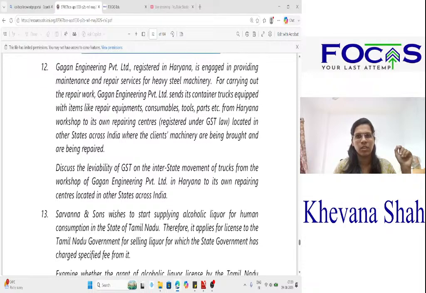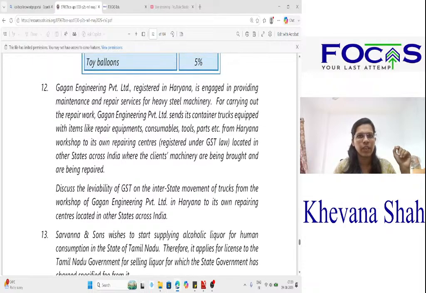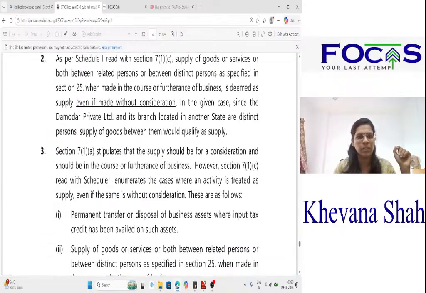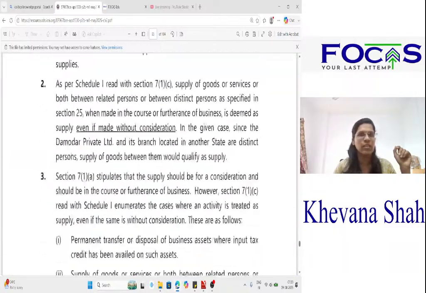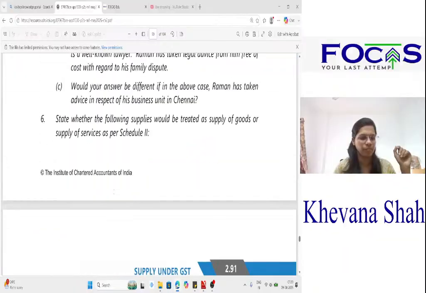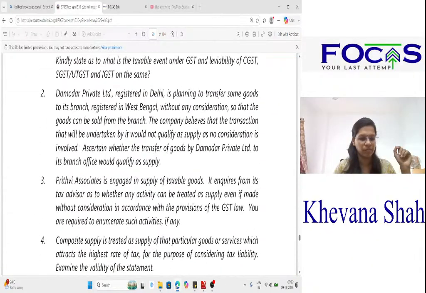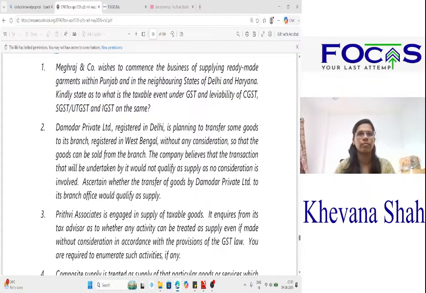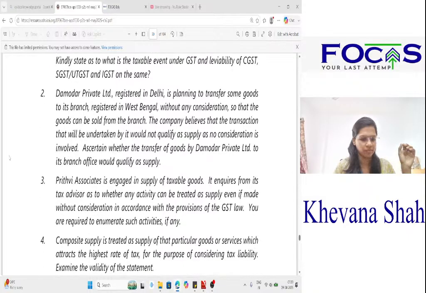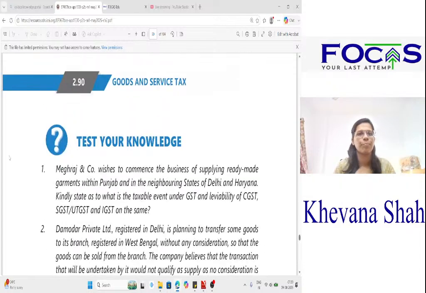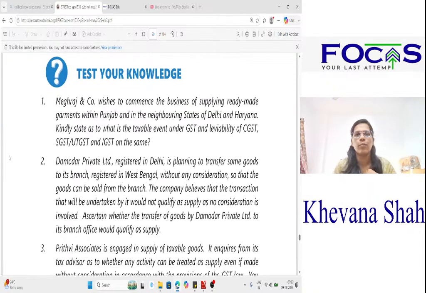Okay, so we are done with this composite and mixed supplies. Okay, let's see the other questions. Okay, so let's start from question number 1.